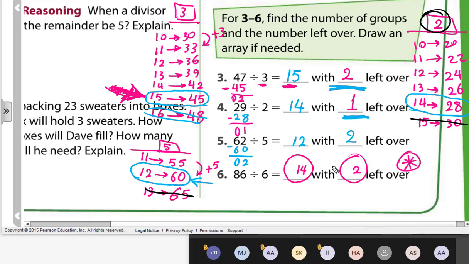You should check this answer. Check it. You can see my screen: 14 and remainder 2.